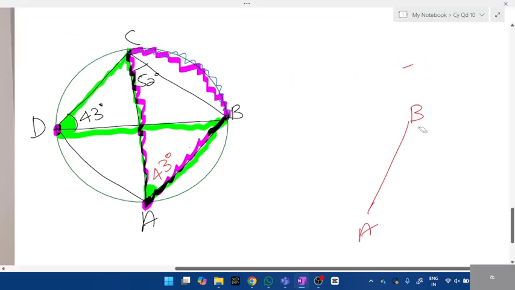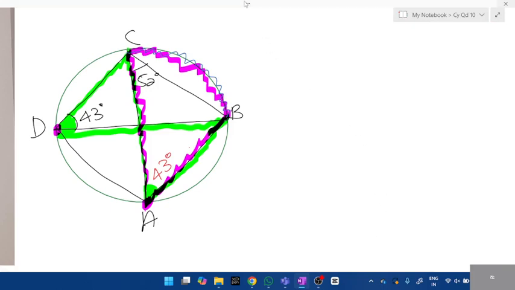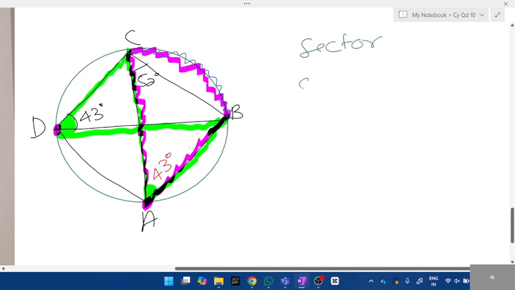Okay, now tell me, what is BCD? Is it a sector or a segment? What is the difference between sector and segment, students? First tell me this. What are the two things which form a sector? Arc plus radius is given.